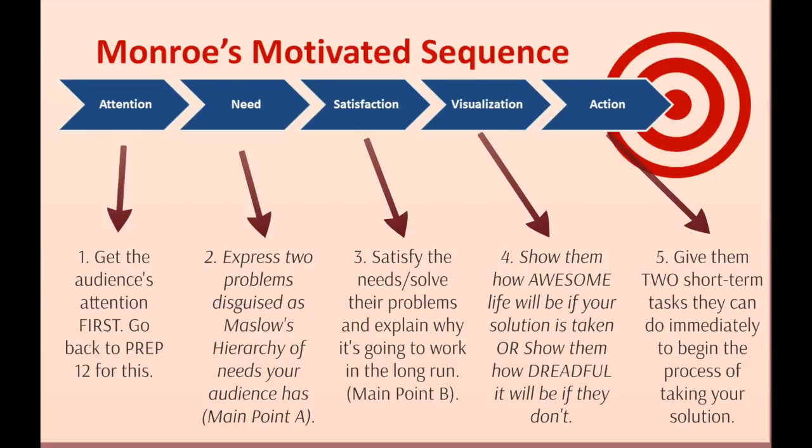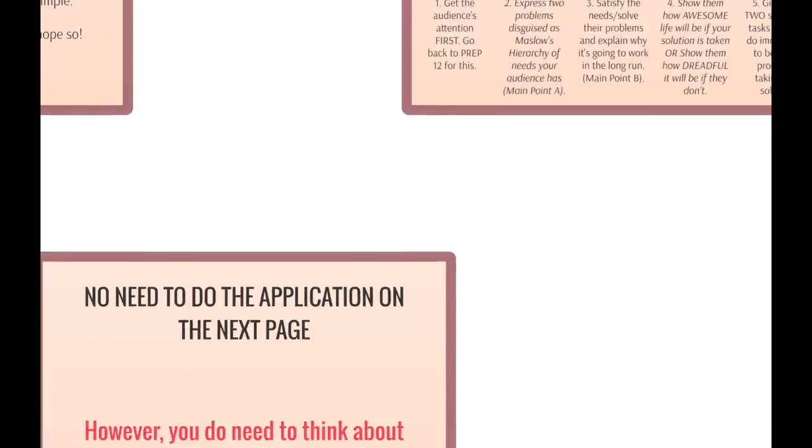So you say, okay, well, this is a long process, so here are two short-term things you can do to move forward. So that's Monroe's motivated sequence in a nutshell. In the next prep, we're going to look specifically at step 2, which is the needs or the problems. And then the next prep, we'll look at the solutions. And the final prep, we'll look at the visualization and call to action. So it's going to move quickly.